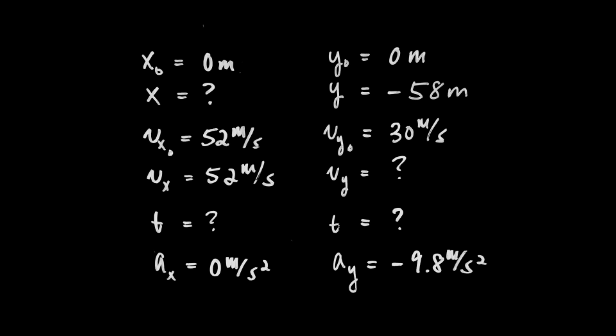Initial x position, I chose it. It's 0 meters. Final x position, that is where it ends up from the bottom of the cliff, I have no idea. That's one of the quantities I'm going to find. I do not know where it ends up in the end. Initial x velocity, you see, by being careful in my problem solving, I already found it. It's 52 meters per second.